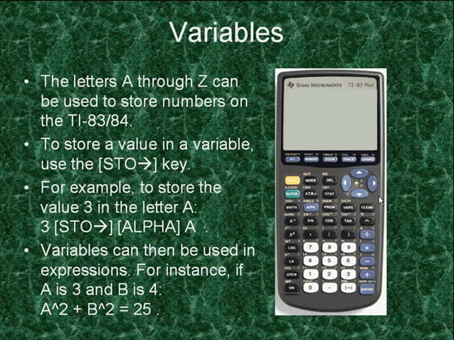TI calculators can store numbers into letter variables for later use. To do this, type the number to be stored, press the Store key to the left of the 1, then press alpha and the variable letter to be used. For example, to store the value 3.141 into the letter P, press 3.141, then Store, then alpha P. The calculator already has a very precise value for pi, however.